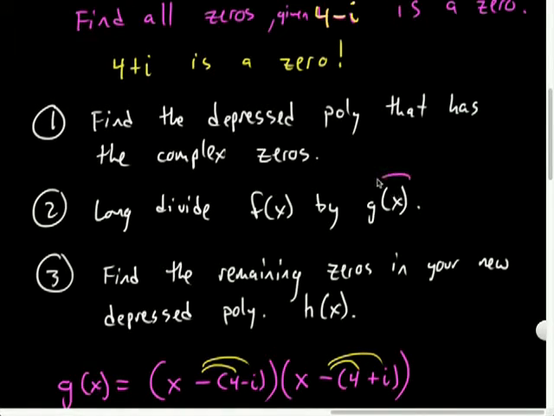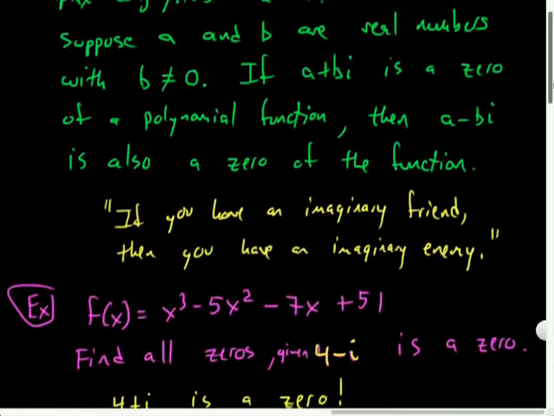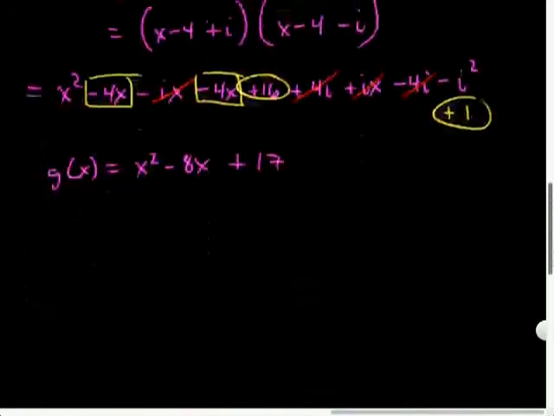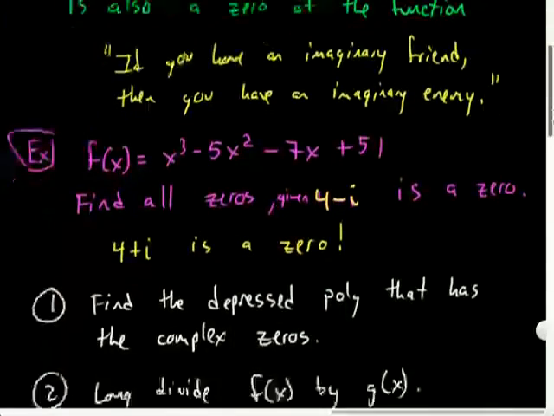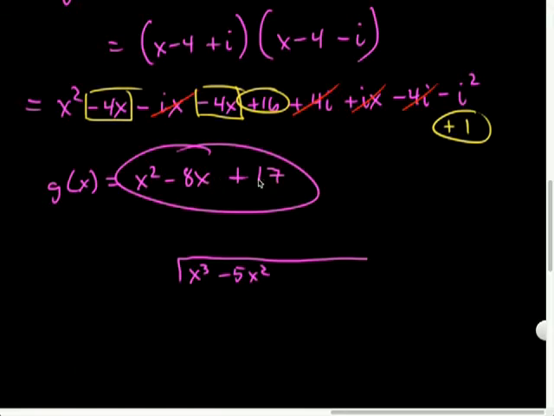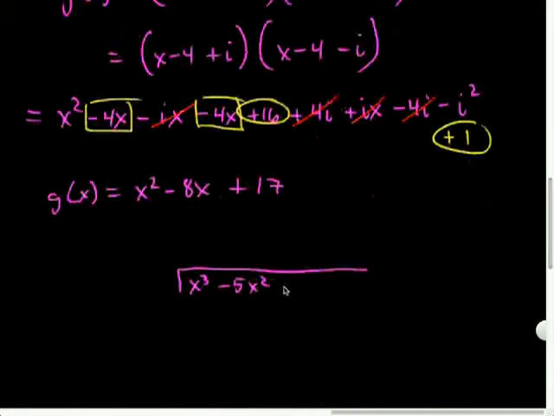Now I found this depressed polynomial. If I divide my original polynomial by it, I'll get the other depressed poly that has the missing roots. So here we go. I'm going to set up this long division. What's my original? X cubed minus 5x squared minus 7x plus 51 is going to be my dividend. And notice I can't do synthetic division because this is not a linear binomial. So that's why it has to be long division.